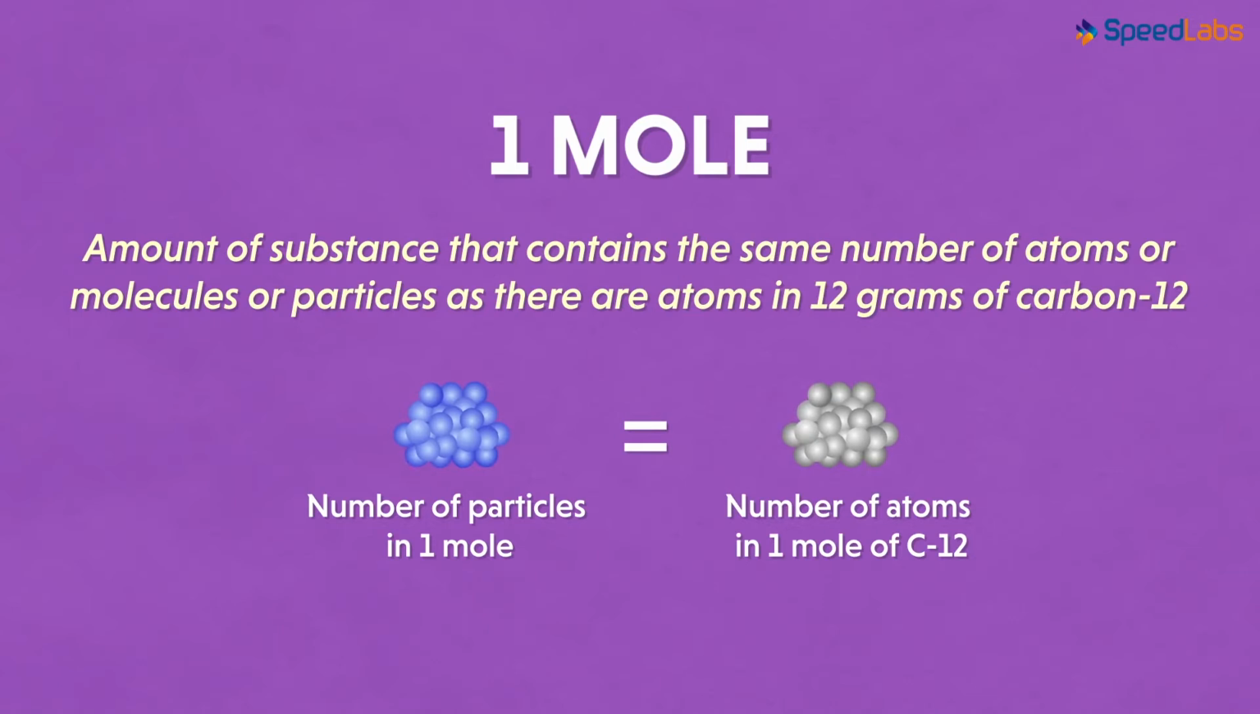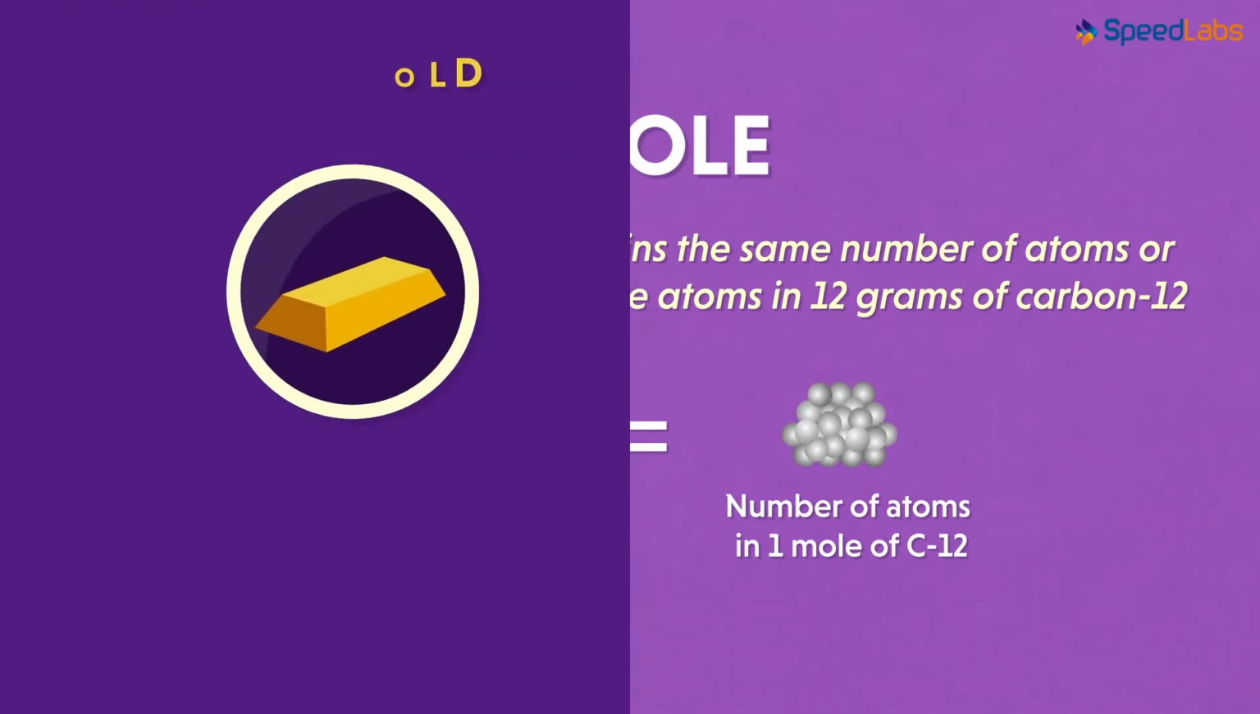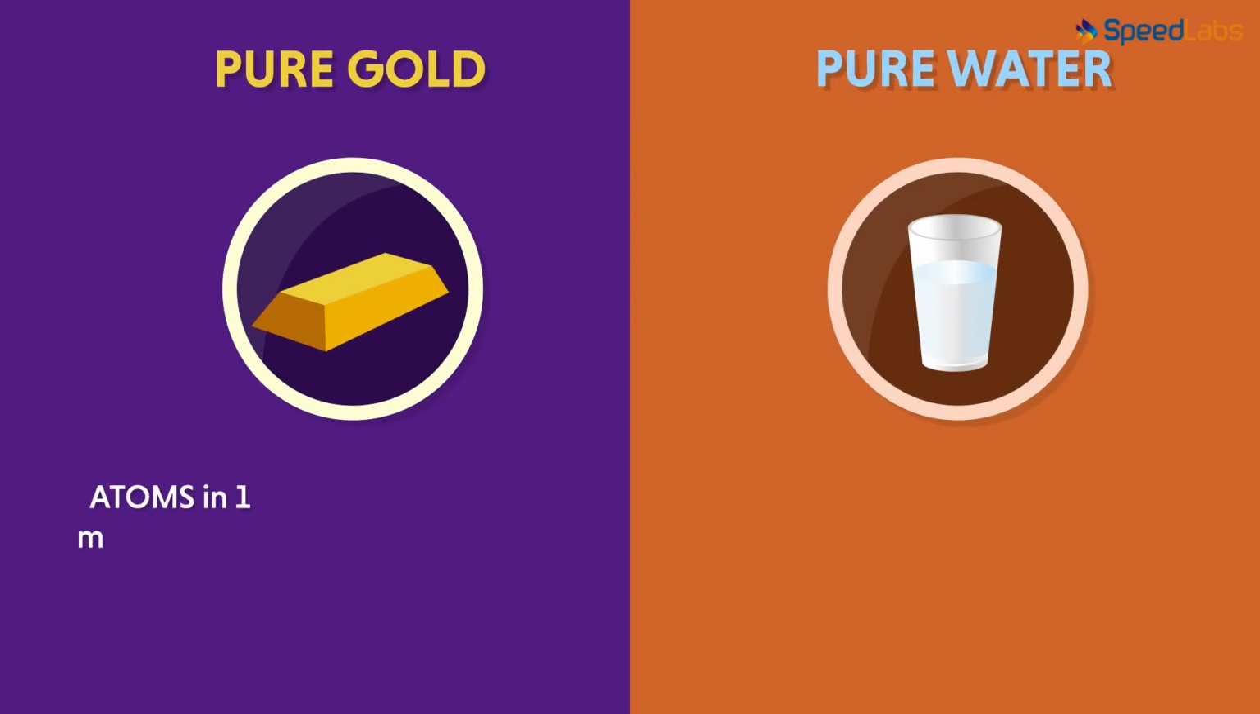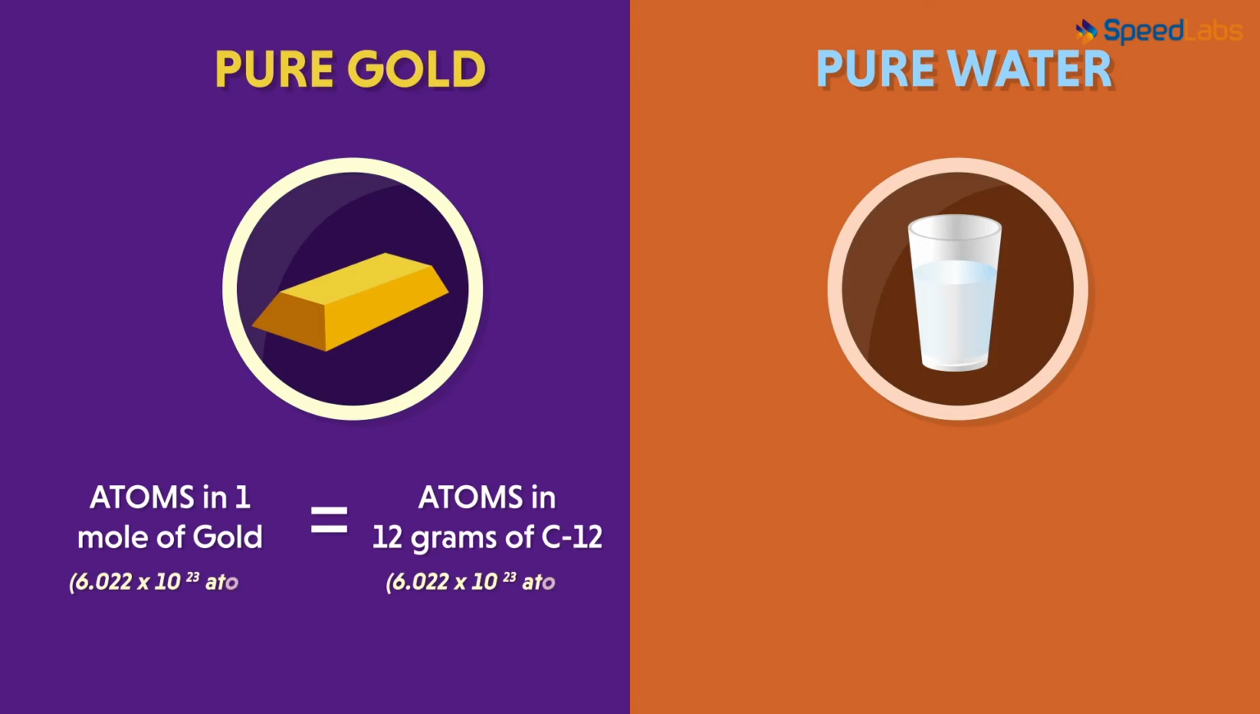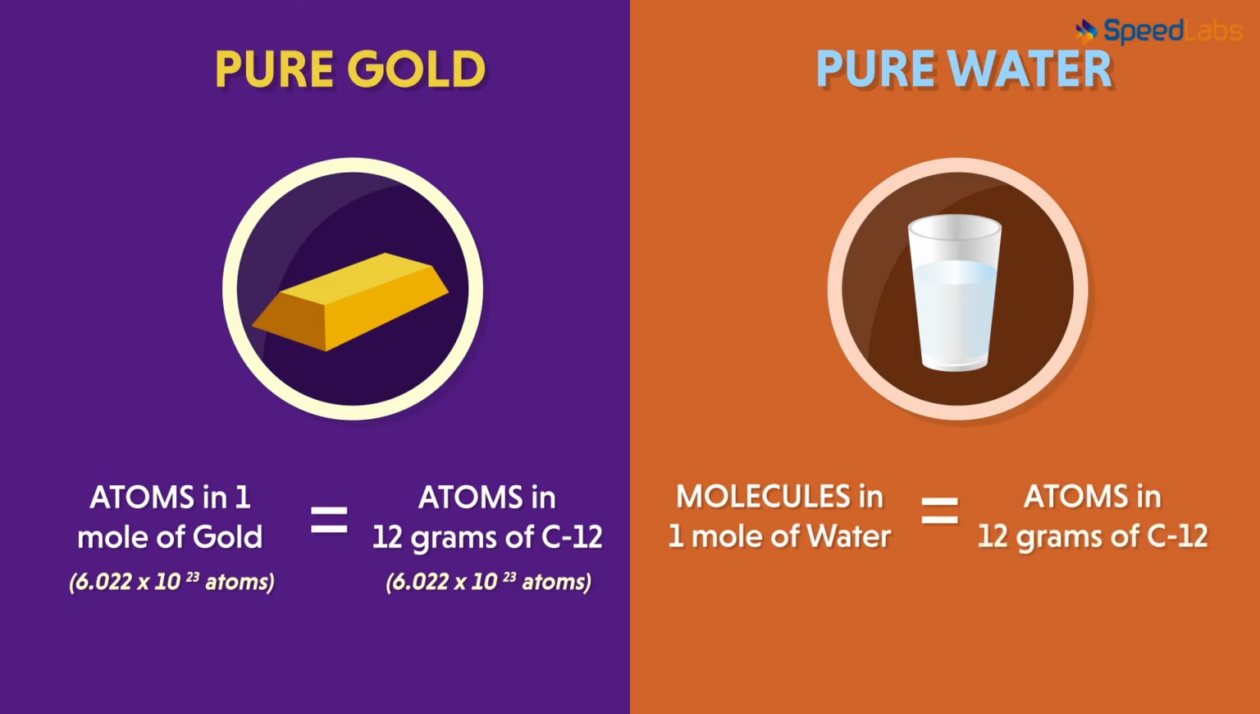Many people get confused when it comes to the concept of mole. Let's take many more examples to be absolutely sure. How about taking the same example of pure gold and pure water? When we say 1 mole of pure gold, then according to our definition, it will have the same number of atoms as the number of atoms in 12 grams of carbon-12. That means 1 mole of gold will have 6.022 times 10 raised to 23 atoms of gold. Similarly, water will also have the same number of molecules as the number of atoms in 12 grams of carbon-12. That means it will have 6.022 times 10 raised to 23 molecules of water.